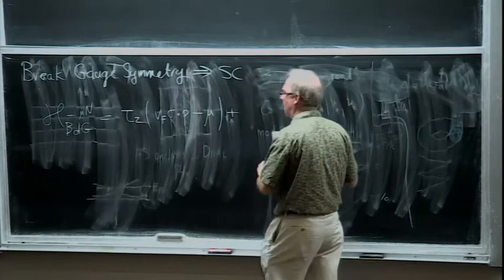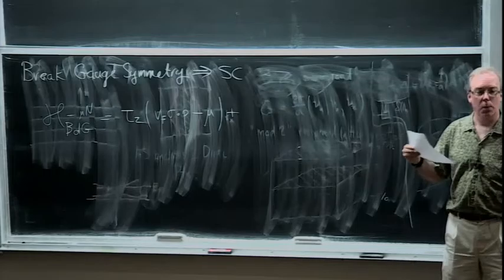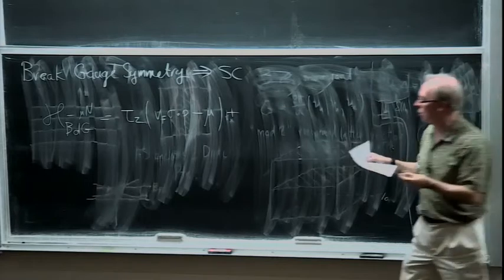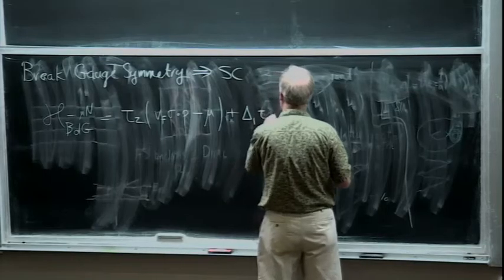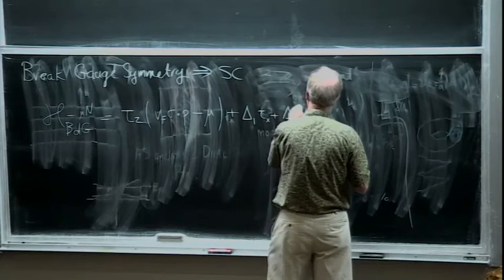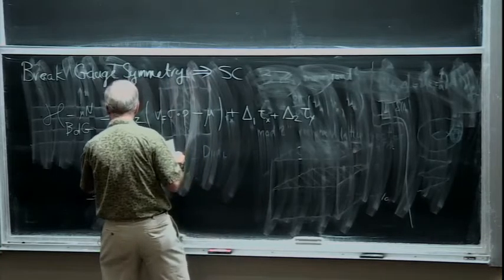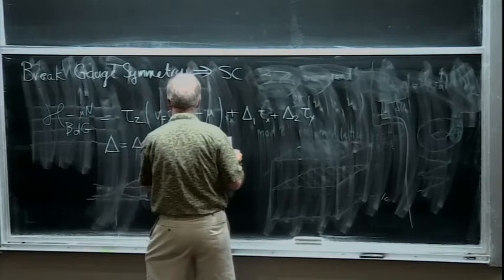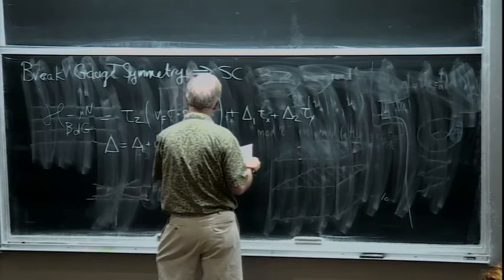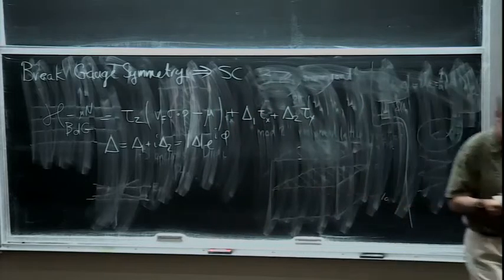Okay, and when you have a superconductor, the superconducting order parameter has a real and imaginary part which couple to tau x and tau y. Okay, so the superconducting order parameter, which is delta 1 plus i delta 2, I can think of that as the magnitude of delta times e to the i times the superconducting phase.